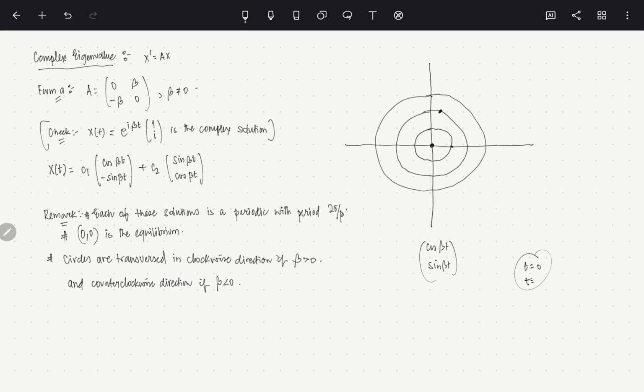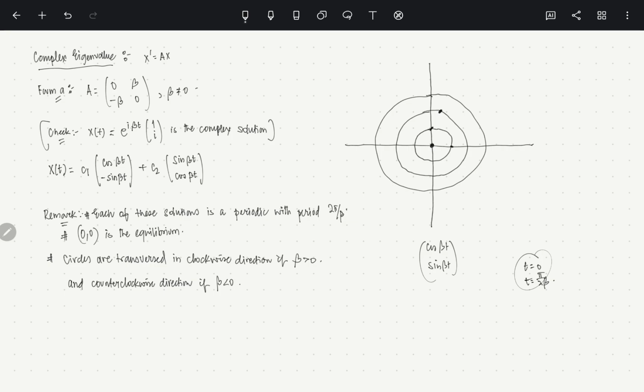Now, t equals 0 is 1, 0, right? And t equals, let's say, pi by 2 beta. Beta is positive. So this turns out to be cosine pi by 2 and sine pi by 2. What is cosine pi by 2? Cosine pi by 2 is 0 and sine pi by 2 is 1, right? So it is here. Okay, am I doing it correctly?